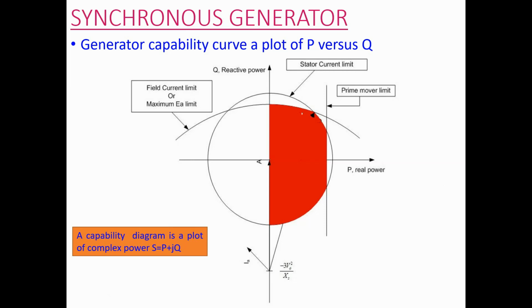So in a broader view, the generator capability curve is a plot of P versus Q, or it is a complex power curve, that is S equal to P plus jQ. So this is our vector diagram. Here you can see the four different limits, that is the prime mover limit, then the stator current limit, the field current or rotor current limit, and the P delta limit. So this red color is the operating zone where the machine can work.